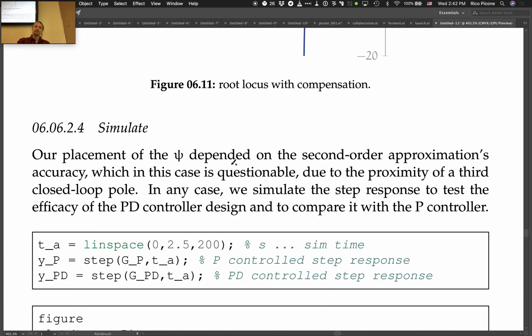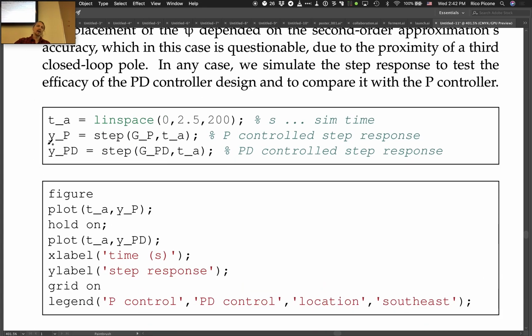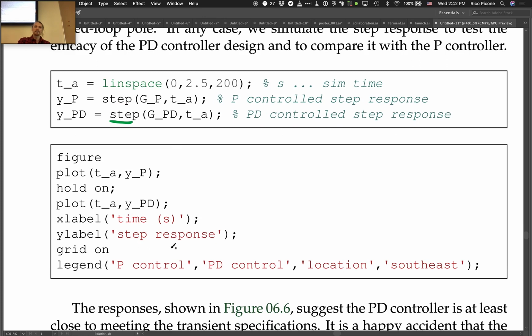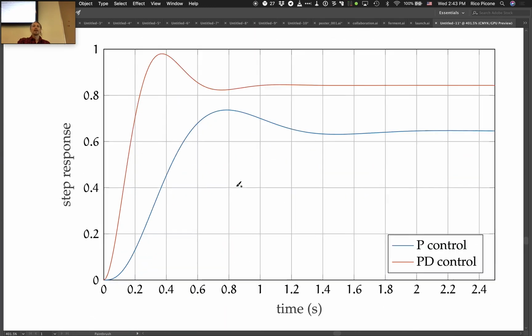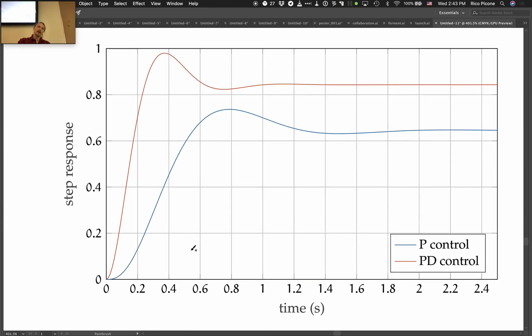So we simulate. We do our nice step function to simulate both the PD controlled system and the closed loop system for P control. So we do both because we want to compare what the performance looks like. And then we plot them. You got to be able to plot these, by the way, on the exam. That should be part of the sort of repertoire that you have, is to be able to plot these. Good. So this is the result. You've got the P control in blue, and you've got the PD control in orange.